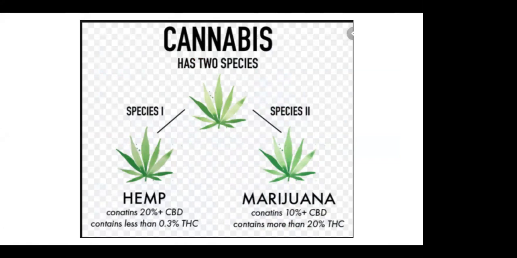So cannabis has two species. One species is the hemp species. Now this is the part of the plant that contains 20% or more of CBD, or cannabidiol, and less than 0.3% of THC. The other species that the cannabis plant produces is marijuana. And many of you have heard of marijuana. That's a species that contains very little CBD, typically less than 10%, and contains more than 20% of THC, or delta-9 tetrahydrocannabinol.